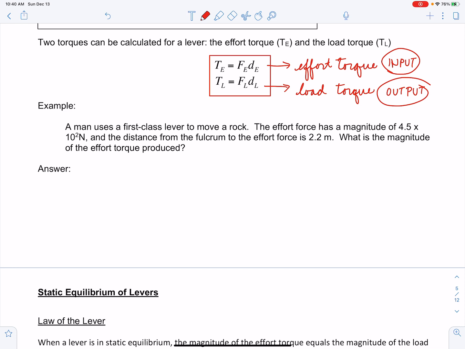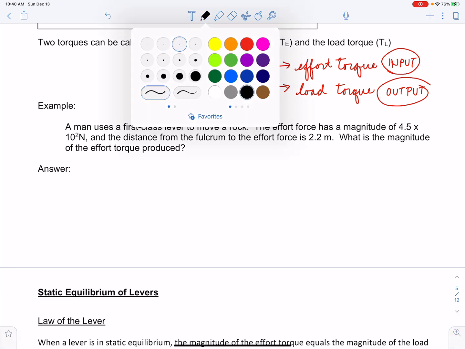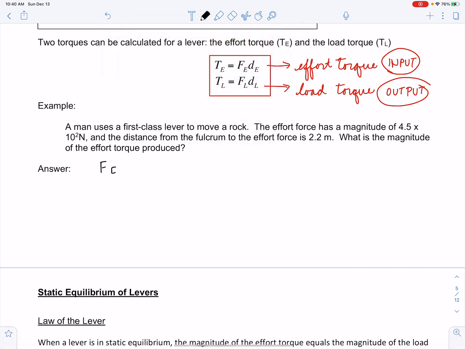So we have an effort force is 4.5 times 10 to the power of 2 newtons. And we know that the distance from the fulcrum to the effort force, so the effort arm, is 2.2 meters. And what we want to find is the effort torque.